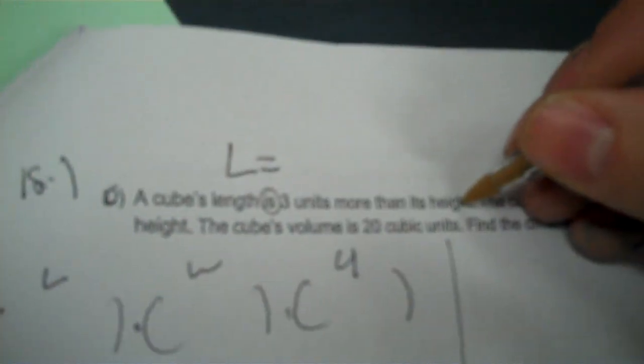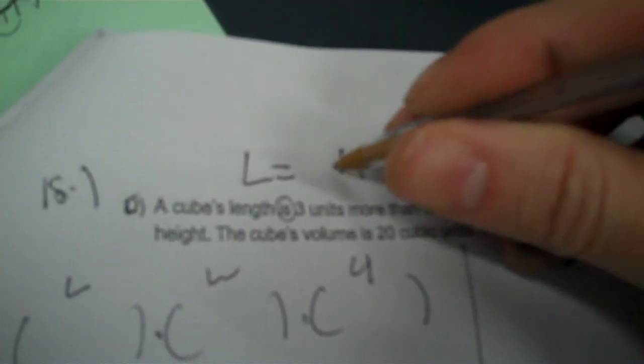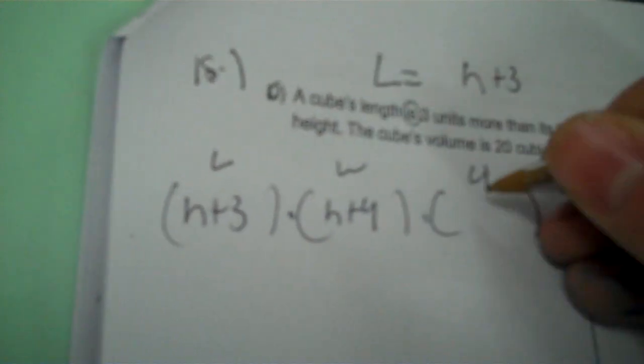Length is, put your height, 3 units more is plus 3. You won't have a multiplier. Width, 4 units more than its height, so I write h plus 4. So in the length, I put h plus 3. In the width, I put h plus 4, and there I put h. All those say h. Now you're going to multiply this out.